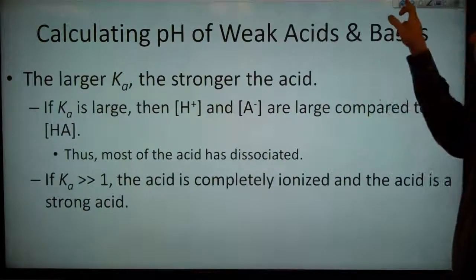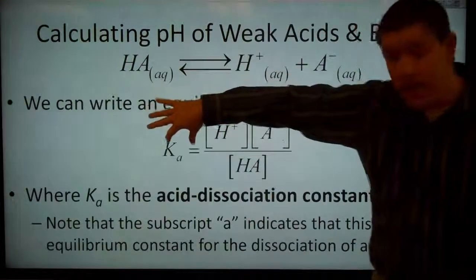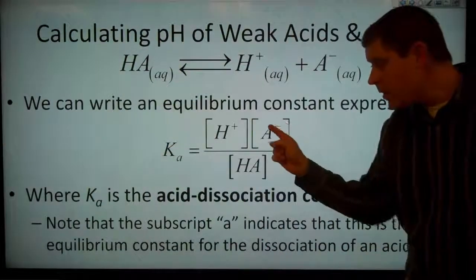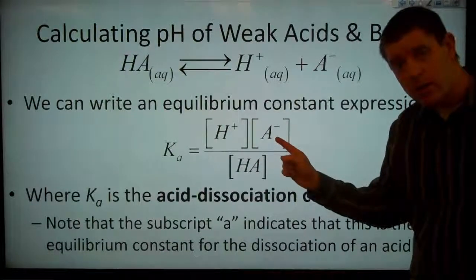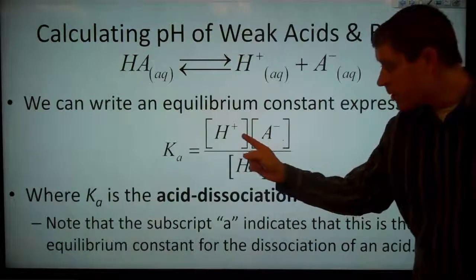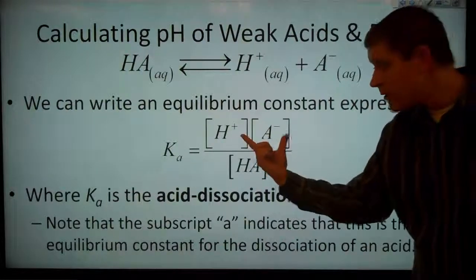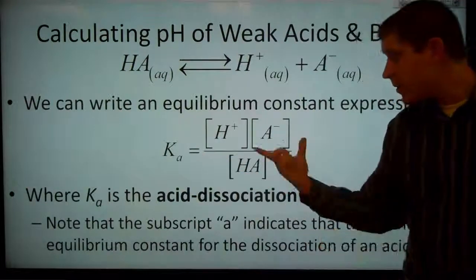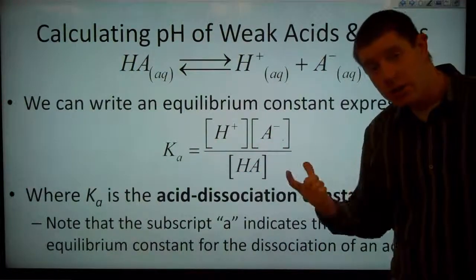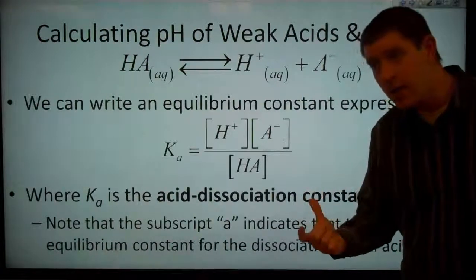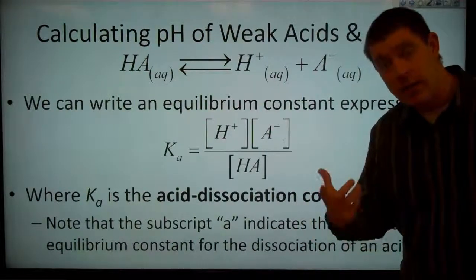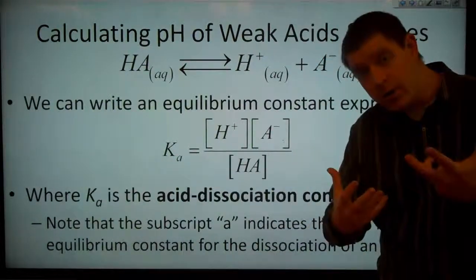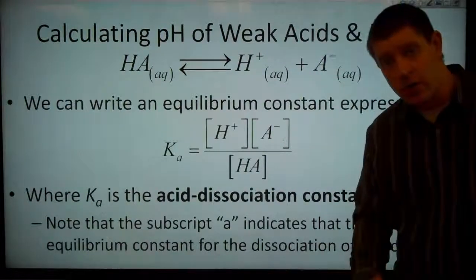So let's go back and look at that equation one more time. If Ka gets bigger, that means that the ratio of our two product concentrations is larger compared to the concentration of our reactant. So as Ka gets bigger, we have more of our acid that's dissociated. That means that as Ka gets bigger, the acid is getting stronger. So if it's a strong acid, then Ka is very large. If it's a really weak acid, then Ka is very small.